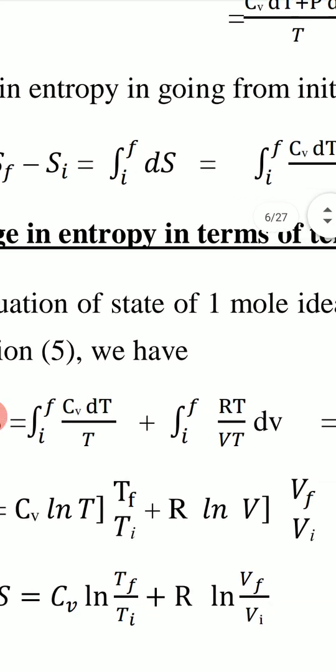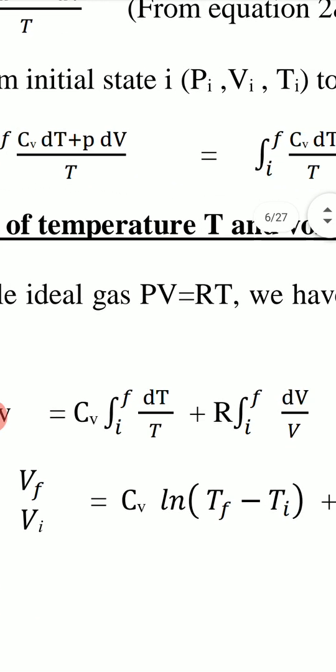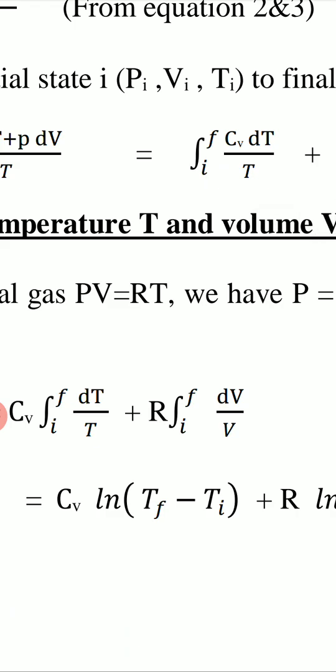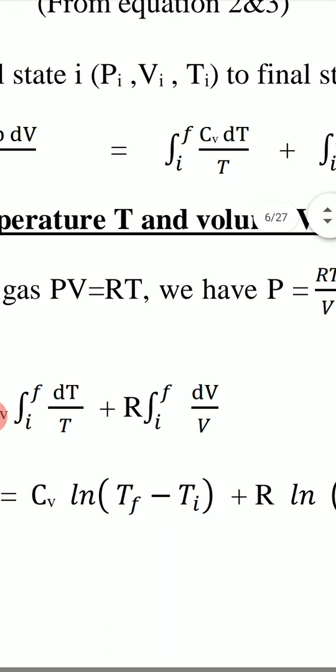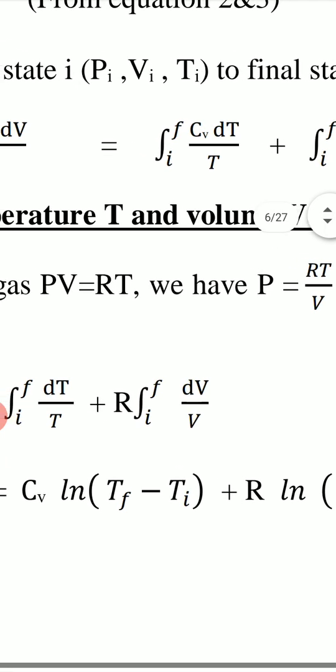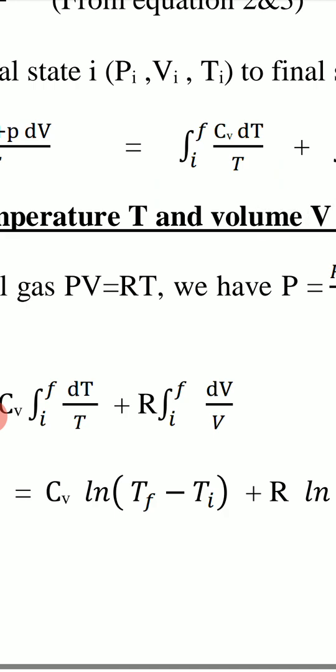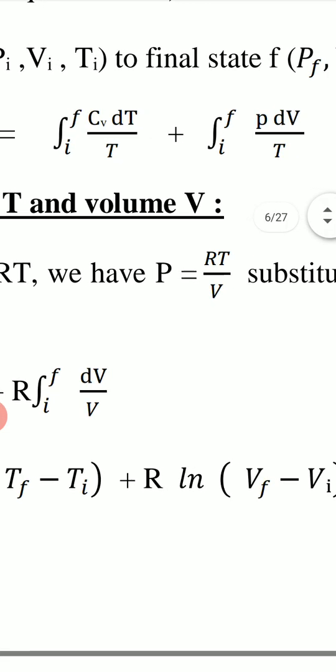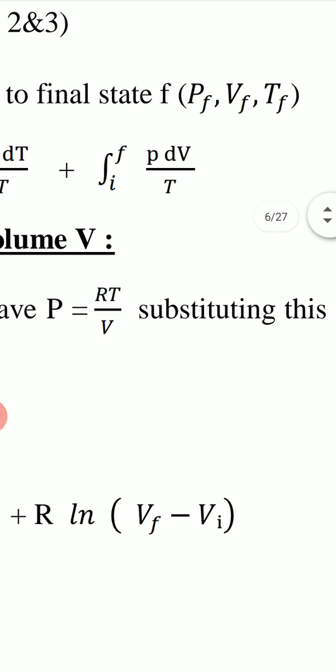Change in entropy in going from initial state I, that is Pi, Vi, Ti, to final state F, that is Pf, Vf, Tf. For initial state, we write I. Here pressure is Pi, volume is Vi, and temperature is Ti. For final state, we write F. Here pressure is Pf, volume is Vf, and temperature is Tf.